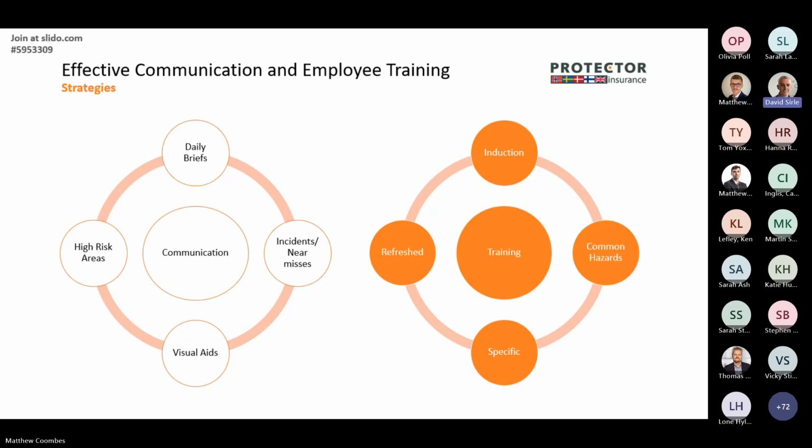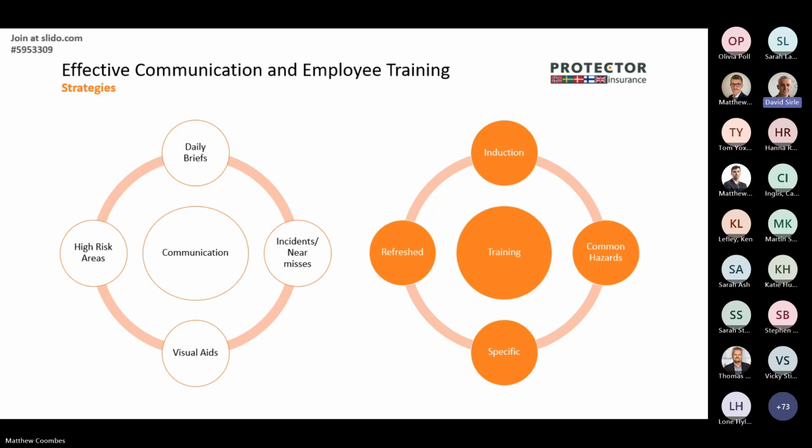Training should also never be a one-time exercise. Over time, even the most well-trained and experienced employees can become complacent and forgetful about the risks, the hazards, and the procedures that they're supposed to follow. So refresher training serves as a reminder, and this just ensures that safety remains a priority in day-to-day operations.